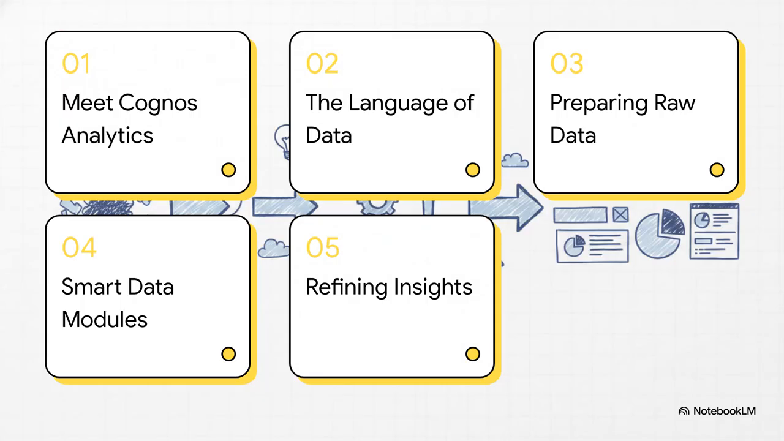We've got a great roadmap today. We're going to cover 5 key areas: meeting IBM Cognos Analytics, learning the language of data, preparing that raw data, building smart data modules, and finally, refining and analyzing those insights. Let's just dive right in.